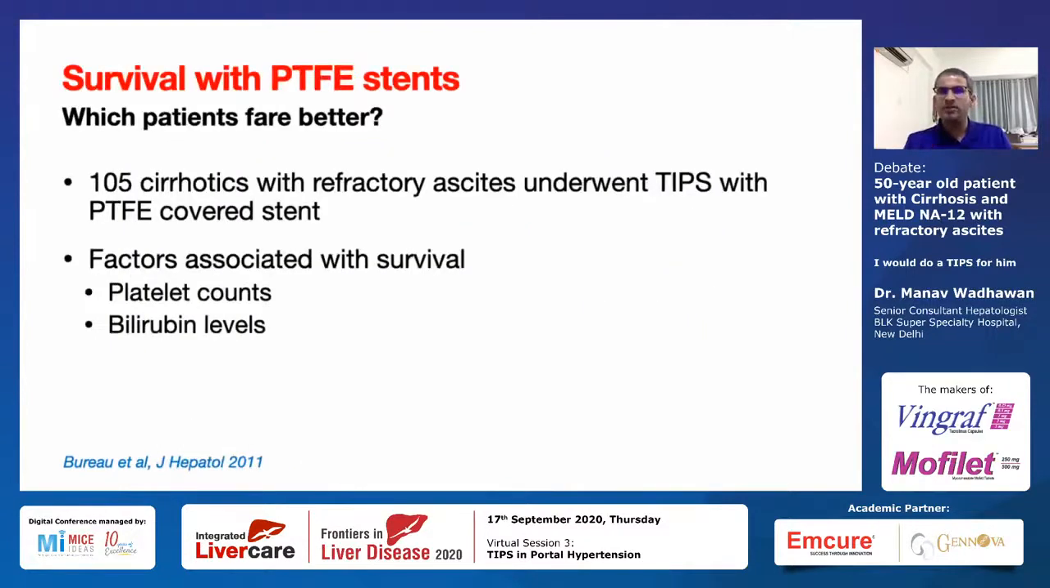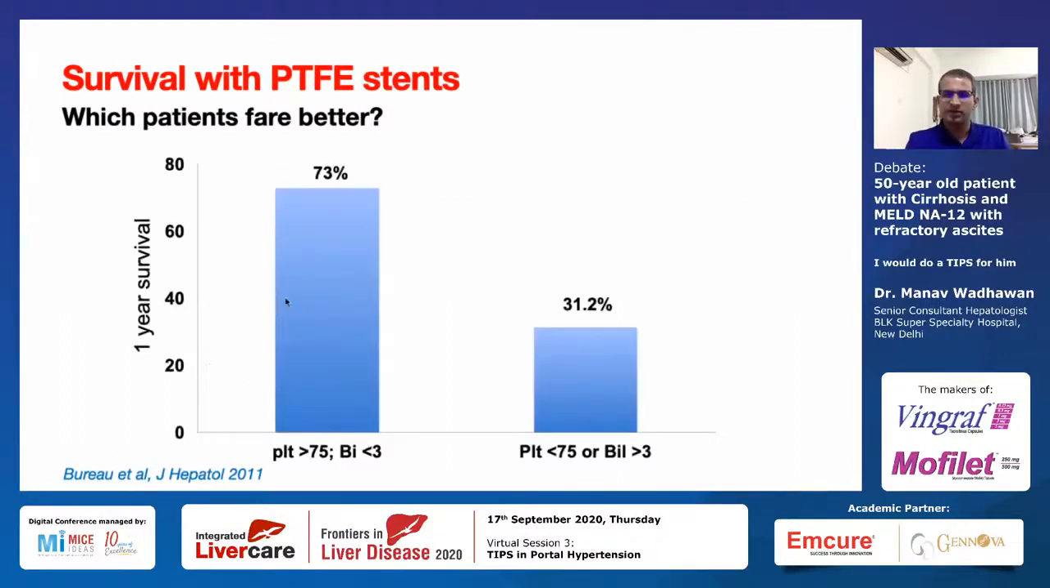That's not the only paper published. Let's look at another paper, which was published 6 years before that. This was not a randomized controlled trial, but they analyzed 105 cirrhotic patients with refractory ascites who underwent TIPS with a PTFE covered stent. Again, covered stents we are talking about, not the uncovered ones. What they found out was the factors which are associated with improved survival are higher platelet counts and lower bilirubin levels. So if you have a bilirubin level less than 3 and a platelet count less than 75,000, the survival was 73% compared to 31% if you are exceeding those criteria. So if you are doing a TIPS for a refractory ascites and the patient has a well-preserved MELD, a well-preserved liver function, you are actually doing him a favor.